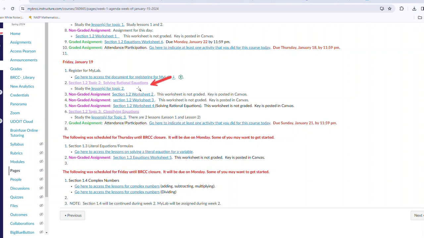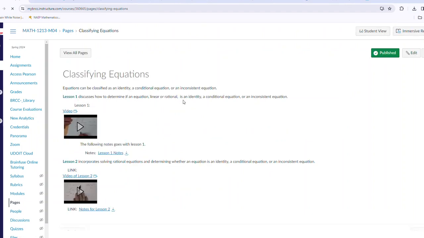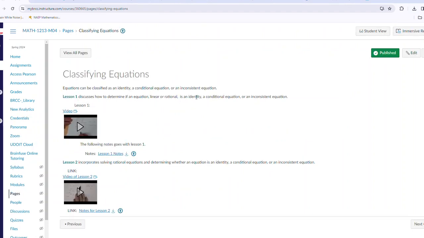So classifying equations. When you go to this right here, this is where we start talking about identity, conditional equation, inconsistent. All right, so classifying equations was in week 1. So when you do this, you're going to need week 1 information.